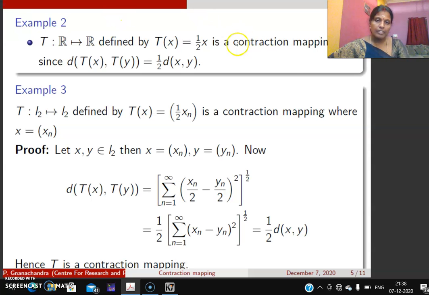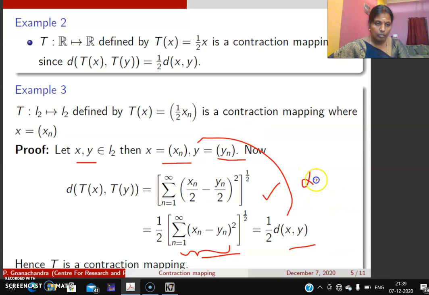In a similar way, we can prove that T of x equal to x by 2 is also a contraction mapping, and T from L2 to L2 defined by T of x equal to x_n by 2 is a contraction mapping. We all know that L2 is a collection of sequences. Therefore, we take two elements x and y in L2. They are nothing but sequences. We can use the formula of the distance between any two elements in L2 as the summation from n equal to 1 to infinity of (x_n minus y_n) the whole square, to the power 1 by 2. I have applied that formula here and I get this value of d of T of x, T of y equal to this, and I can take 1 by 2 outside, and this can be written as d of x, y, because x equal to x_n and y equal to y_n. Here alpha equal to 1 by 2, which is also less than 1. So this function also satisfies the requirements of a contraction mapping. So this function is a contraction.